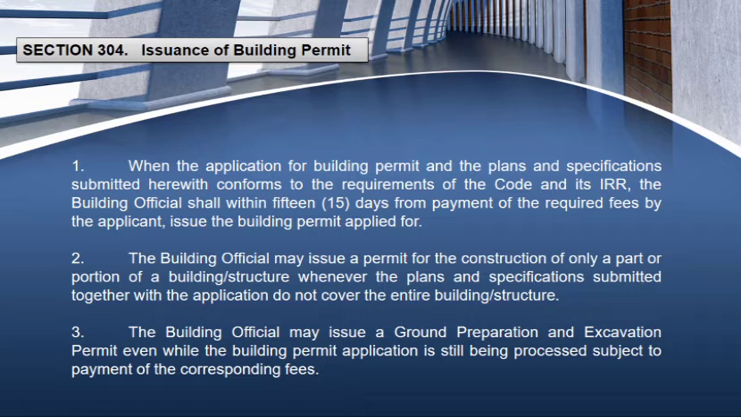Number 2. The building official may issue a permit for the construction of only a part or portion of a building or structure whenever the plans and specifications submitted together with the application do not cover the entire building or structure. Number 3. The building official may issue a ground preparation and excavation permit even while the building permit application is still being processed, subject to payment of the corresponding fees.